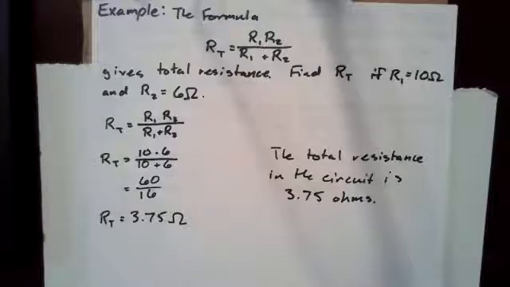R sub t equals (R sub 1 times R sub 2) over (R sub 1 plus R sub 2), which is equal to 10 times 6 over 10 plus 6. That's 60 divided by 16, which is 3.75 ohms. The total resistance in the circuit is 3.75 ohms, or 3 3/4 ohms.